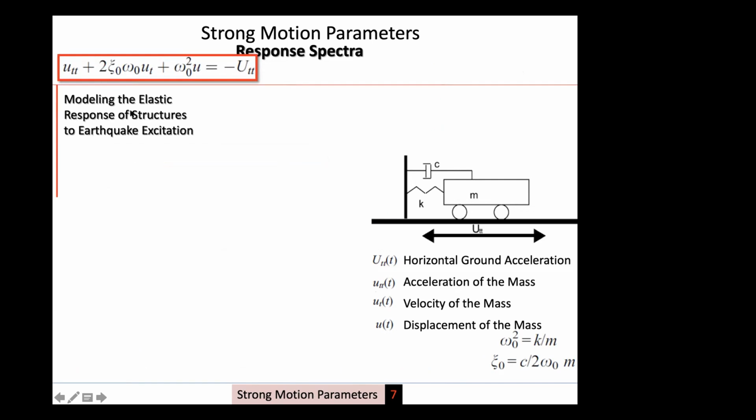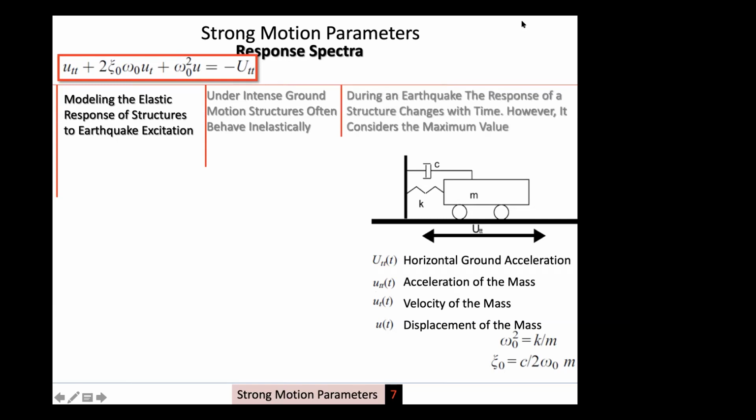And we will use this response spectra. This is not exactly the response spectra, but we can use it for modeling the elastic response of structures to earthquake excitation. But a disadvantage of this ground motion parameter is that under intense ground motion structures often behave inelastically, and this is not considering the inelasticity. The other point is that during the earthquake, the response of a structure changes with time. But here we are just considering the maximum value. We are not considering the duration of ground motion. We are just picking the maximum values.